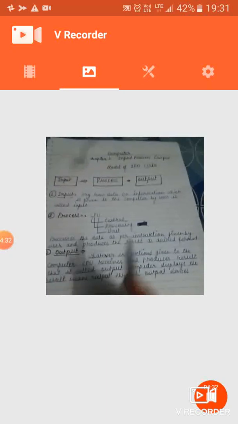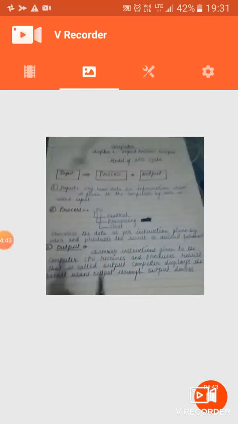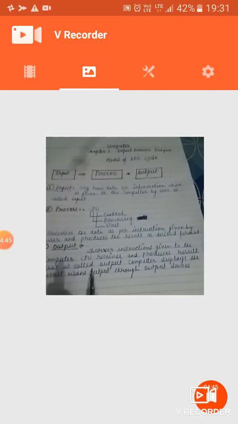So here we have learnt the function of a computer. In the next video we will do an activity which is related to this chapter.